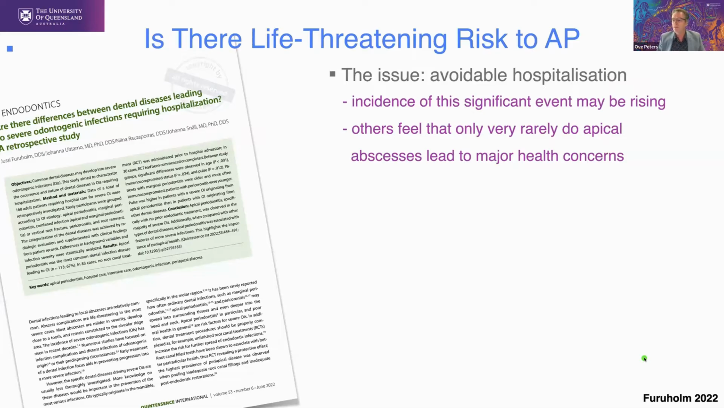And this becomes important when you think of the potentially life-threatening risk associated with apical periodontitis. We call this avoidable hospitalization. This is just one of quite a number of studies out of Finland in this case. The incidence of this significant event is actually on the rise in industrialized countries. I know numbers from the US, Australia, and Scandinavia. And that's a serious problem.